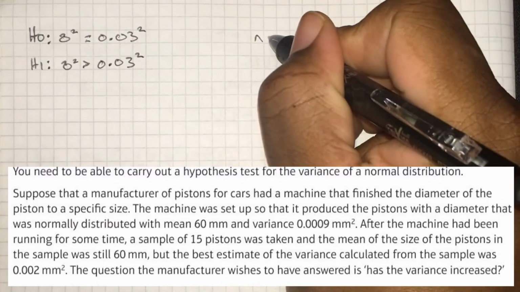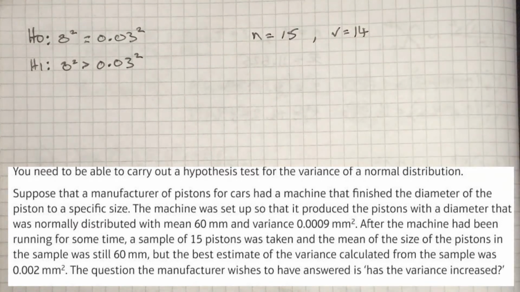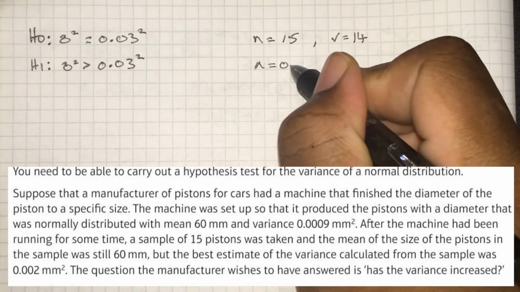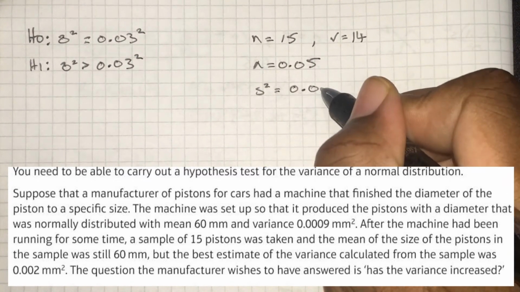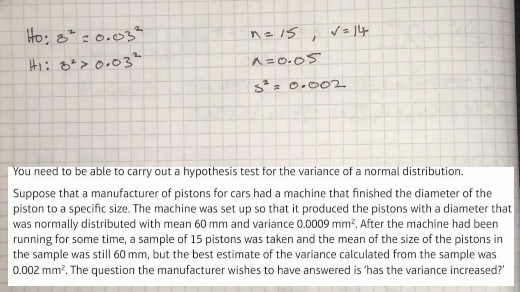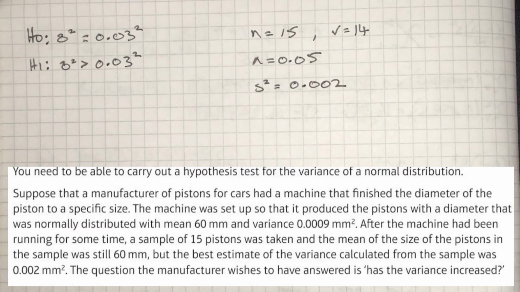Okay, what other values can we gather from the context of the question? Well, n equals 15. Immediately I know that ν equals 14. Significance level, we'll take 5% as our significance level. So the sample variance was 0.002. Okay, so that's as much as we're going to need to move forward.